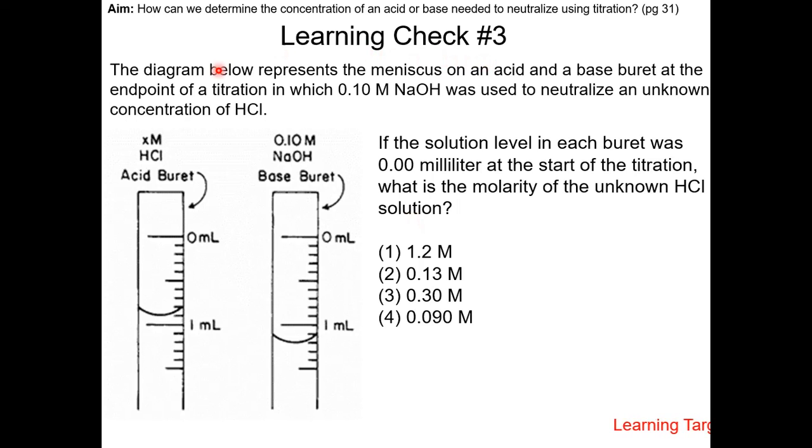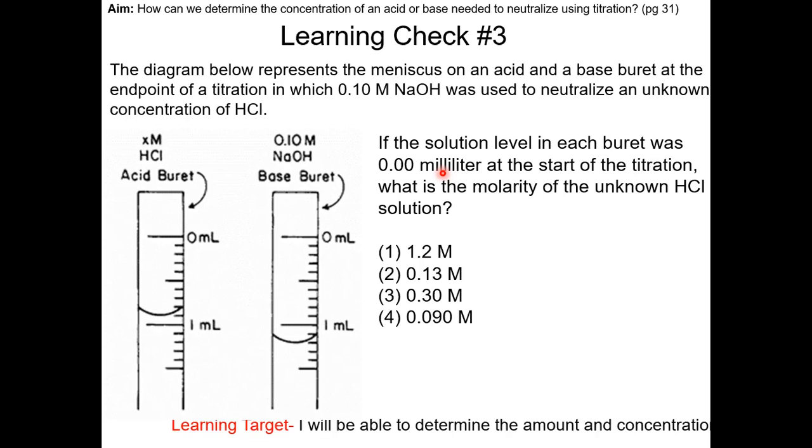Learning check number 3. The diagram below represents the meniscus on an acid and a base Buret at an endpoint of a titration in which 0.1 molar NaOH was used to neutralize an unknown concentration of HCl. If the solution level in each Buret was 0 milliliters at the start of titration, what is the molarity of the unknown HCl solution? Pause the video and resume once completed.